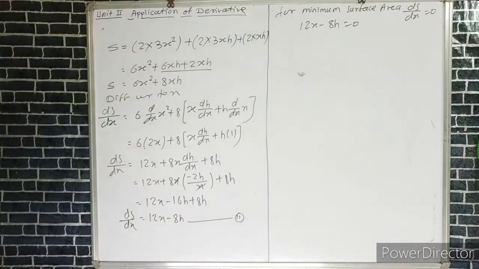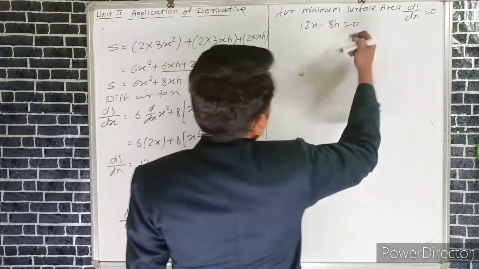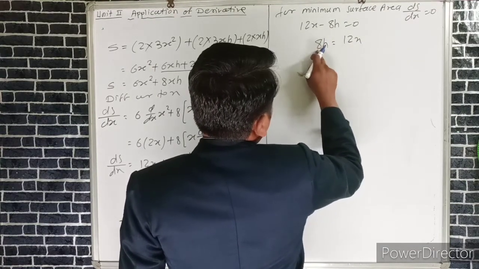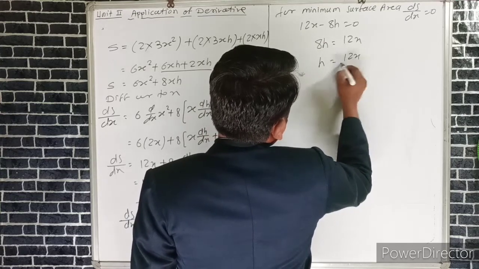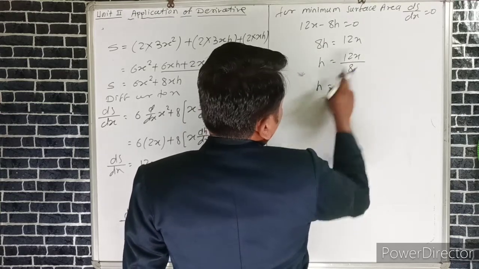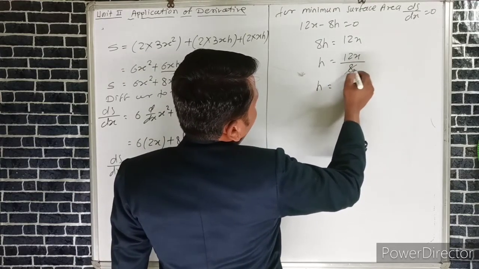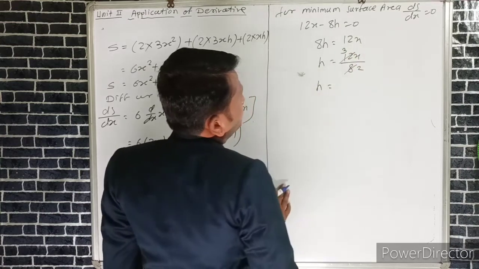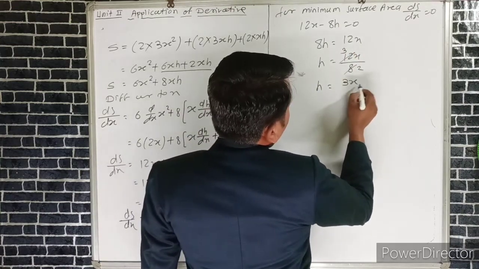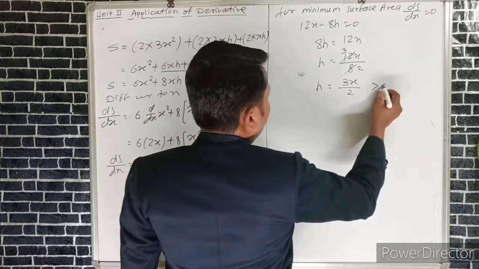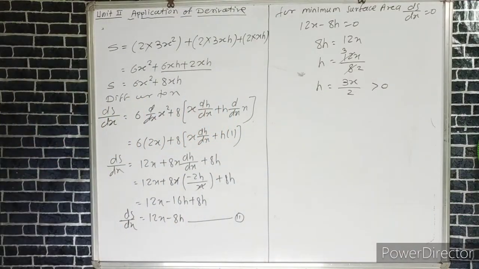To find the value of h, we shift minus 8h to the right side: 8h equals 12x. So h equals 12x upon 8. If we divide numerator and denominator by 4, since 4 into 2 is 8 and 4 into 3 is 12, we get h equals 3x upon 2. Here the value of h is greater than 0 and the value of x is also greater than 0, so both are positive.